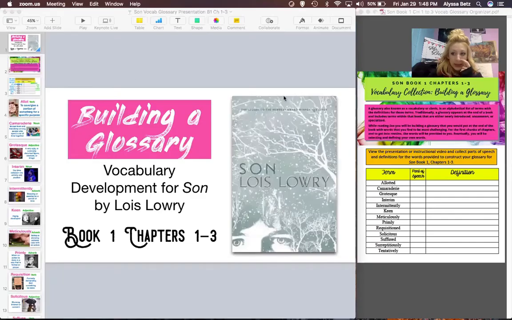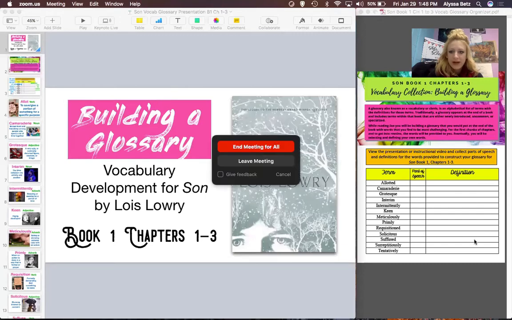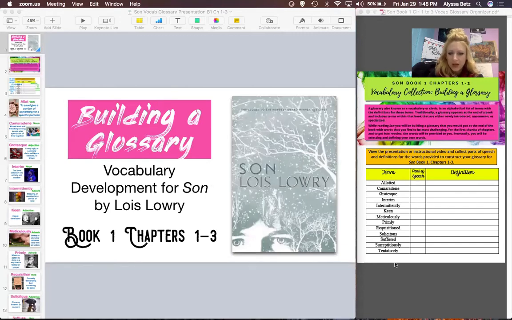You are going to have a graphic organizer open, and the graphic organizer I have here to the right lists all of our words for chapters 1 through 3 that we're focusing on. So we have allotted, camaraderie, grotesque, interim, intermittently, keen, meticulously, primly, requisitioned, solicitous, suffused, surreptitiously, and tentatively.